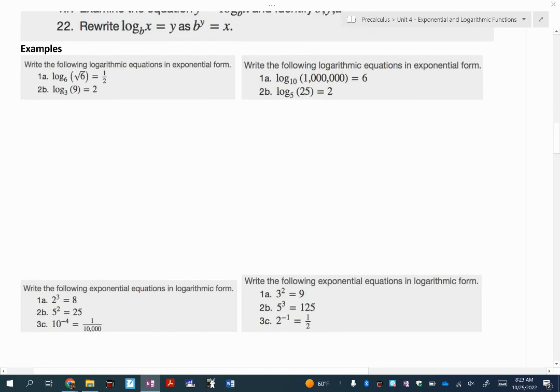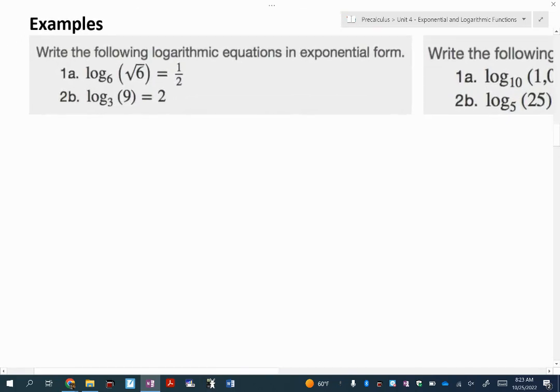Let's write these logarithms in exponential form. Let's practice. This is 1a. You always start with a base, and you're going to swoop.